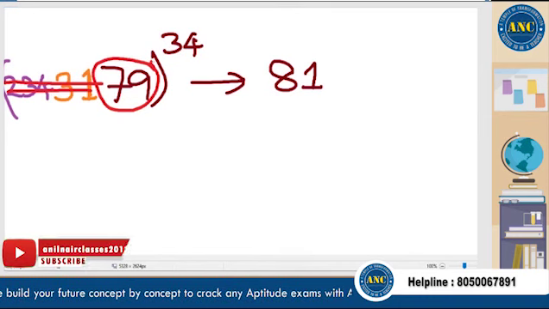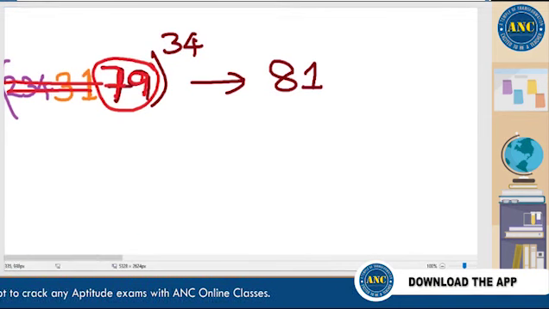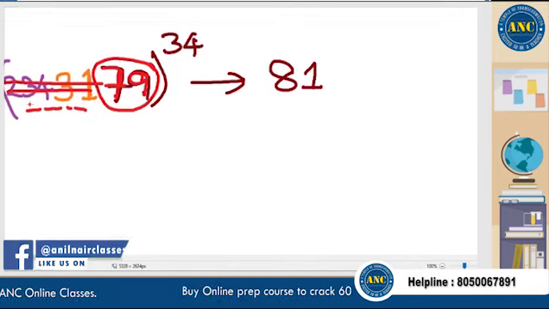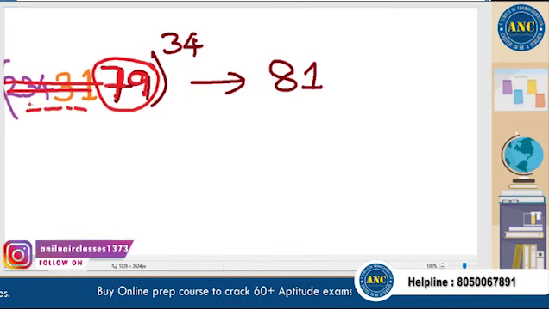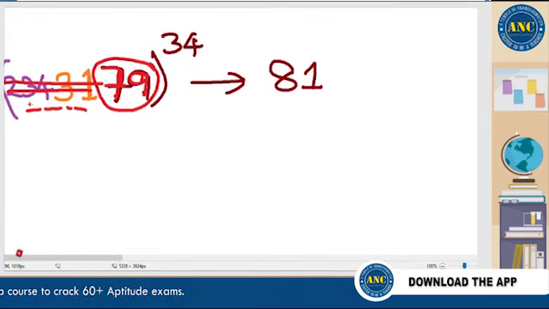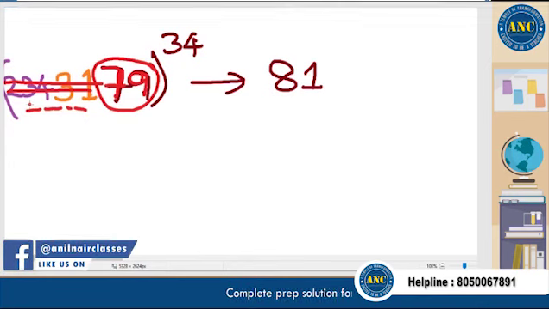That means before this number 79, let there be 100 or 1000 or n number of digits. I really don't mind about it. It really does not make any difference how many digits are there in the base. I am only interested in taking the last two digits from the base, right? I hope I have answered one of the two doubts which you might encounter.